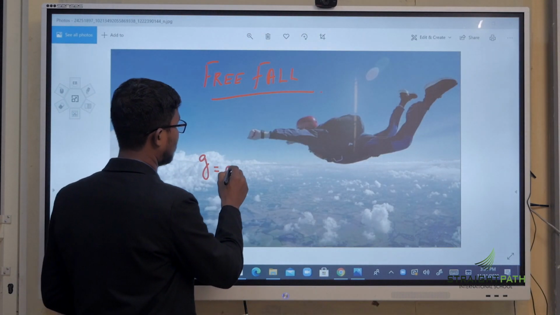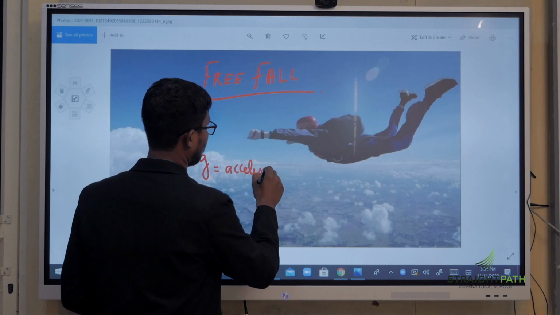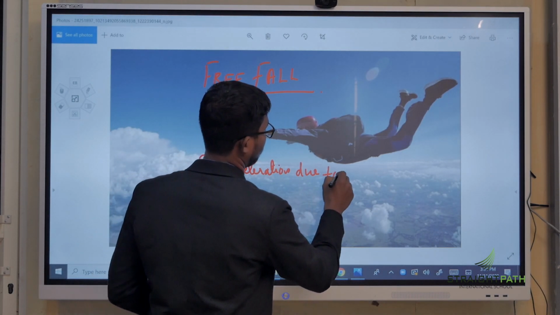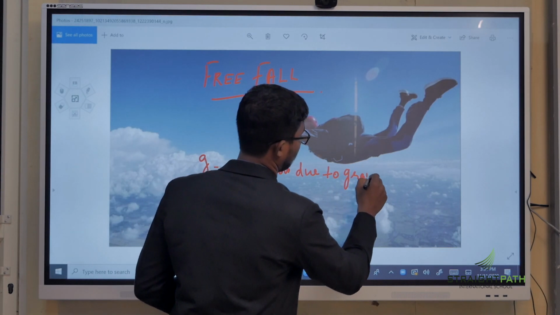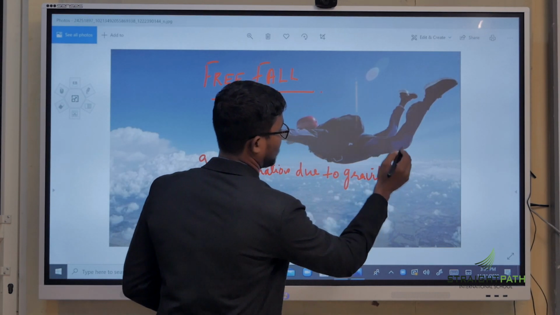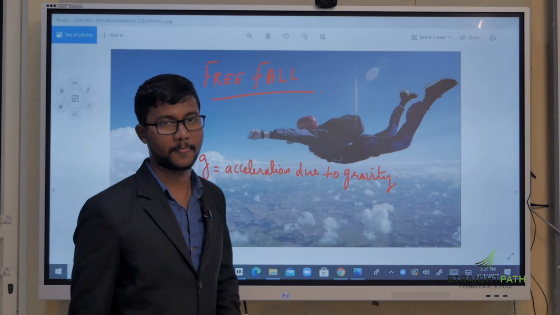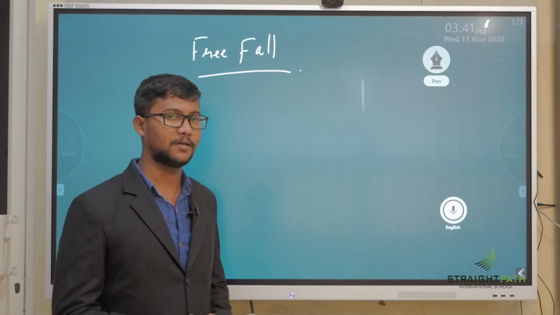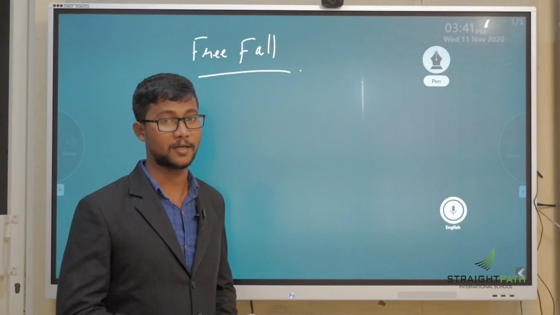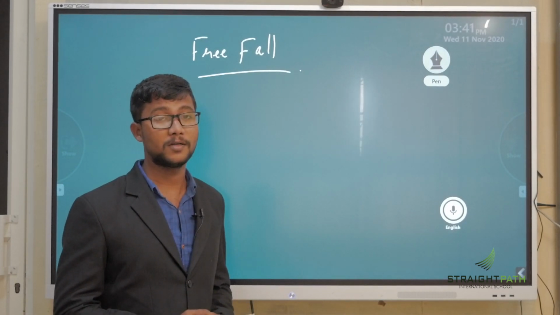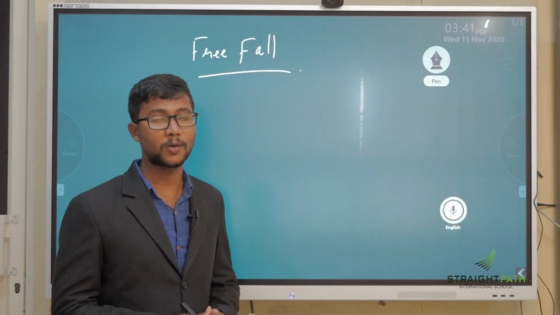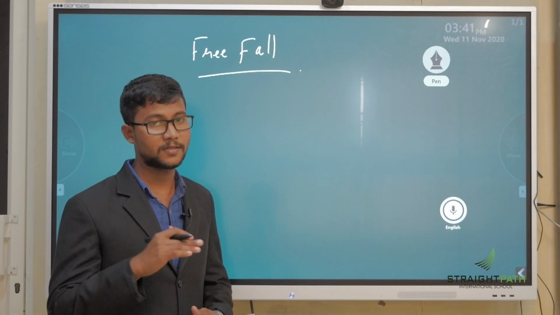So g is acceleration due to gravity. As I asked the question which ball will reach the earth first, we can prove it mathematically. Also we can calculate what the acceleration due to gravity on earth is. So these are the two things we are going to majorly discuss in this class.